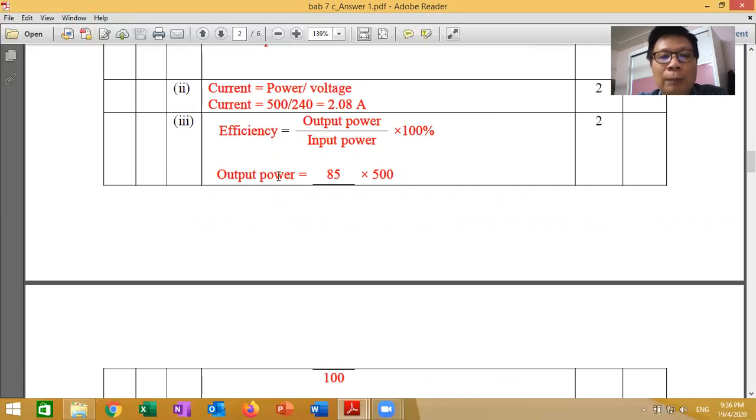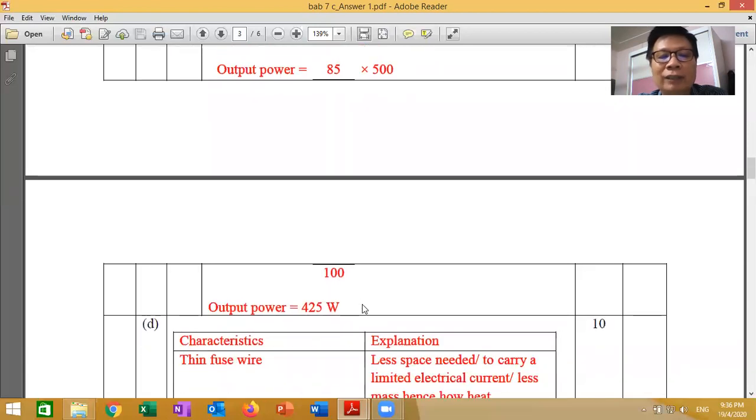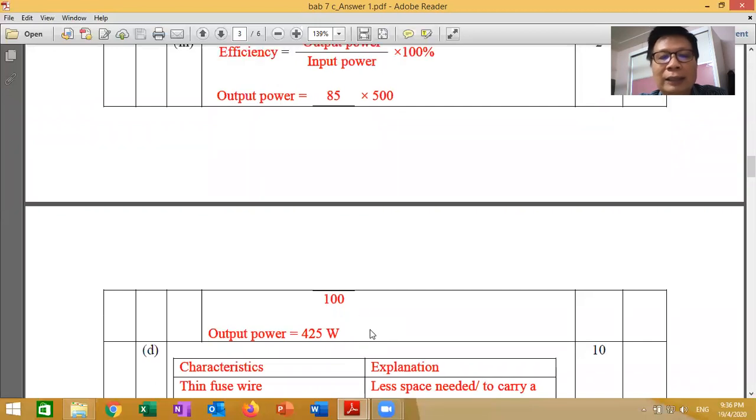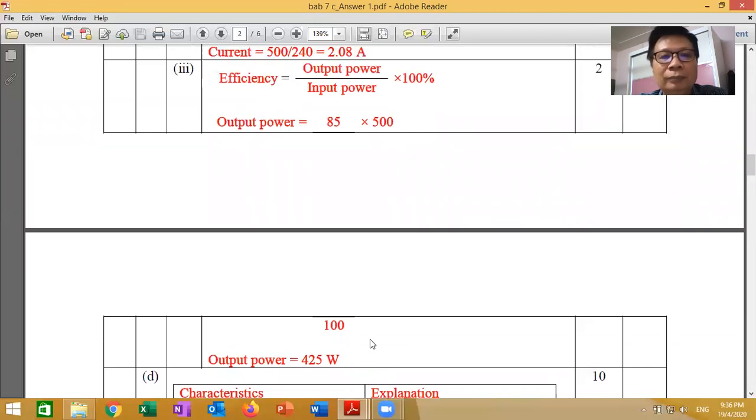The output power is 85% of 500 watts. Actually, no need to use any formula to count, just use common sense. The output power should be 85% out of 500 watts, correct? 85% of 500 watts, so the answer is 425 watts. Okay, understand now? Okay, next.